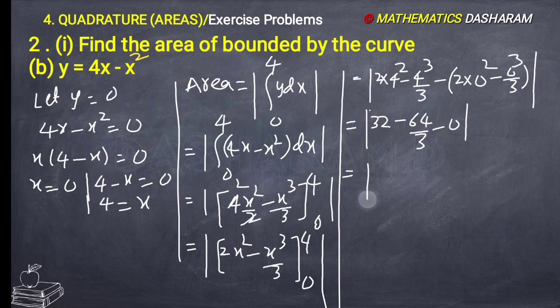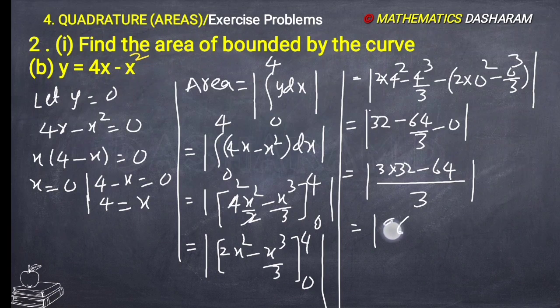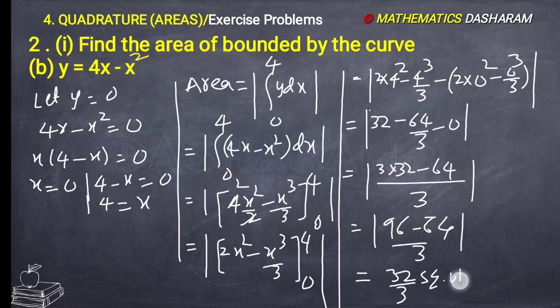Now it is equals to, here LCM is 3, 3 into 32 minus 64 by 3. So 3 2s are 6, 3 3s are 9, 96 minus 64 by 3. So it is equals to 32 by 3 square units.